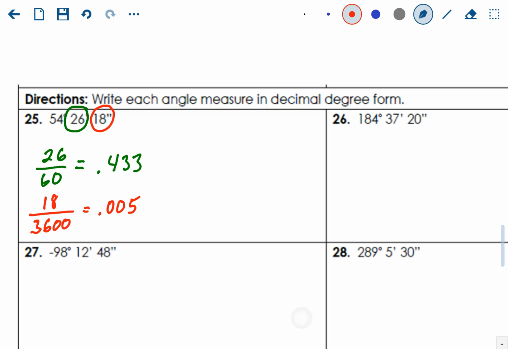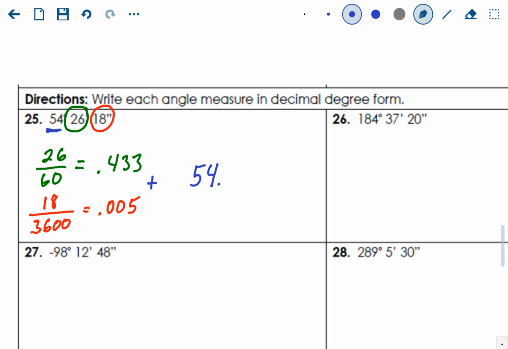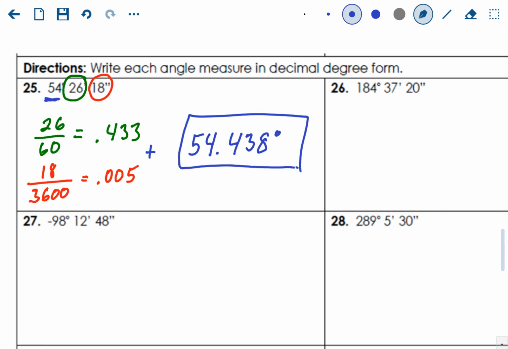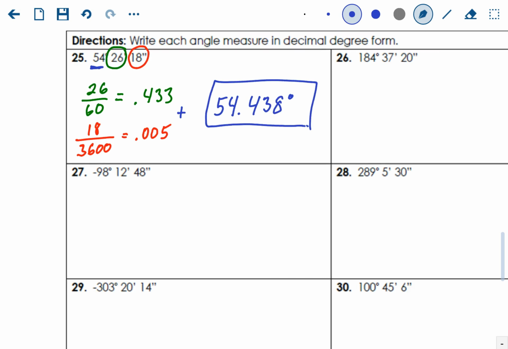And then all you have to do is add those 2 together. So our decimal degree is going to be 54 degrees, because that's the degree from the original, point, add those 2 together, 4.438 degrees. So again, just divide that middle number by 60, divide the last number by 3,600. I'll do one more.